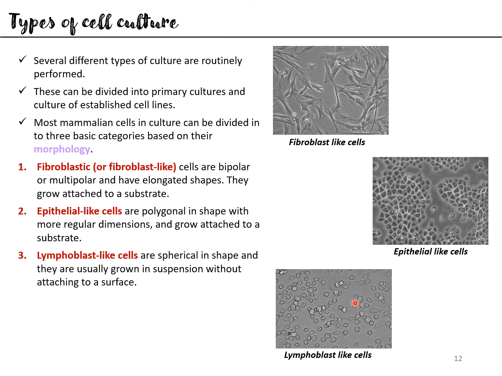And in suspension, because there is no attachment, no shape is seen as such. They just all appear rounded. And this is what your fibroblastic or epithelial cells would look like once you trypsinize them.